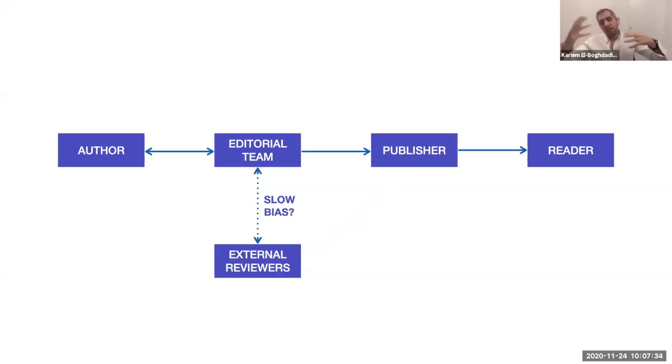Now, there's different formats by which journals can undertake a peer review process. And there's two key ways. Firstly, peer review can primarily be conducted internally, so within that editorial team. Or secondly, peer review can be conducted externally, so you send it to external reviewers. And you know, different journals choose different models, and there's obviously hybrid models.